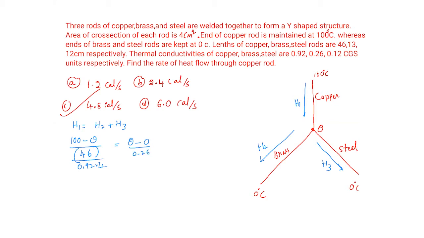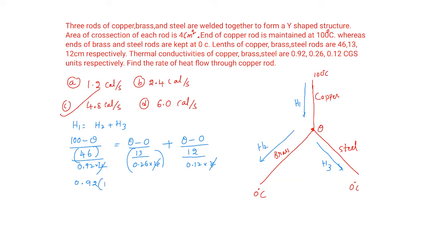0.26 divided by K. Sorry, length is 13. So 13 divided by K is 0.26 into 4, plus theta minus 0 divided by L of steel, which is 12 centimeter, divided by K is 0.12 into 4. The 4 gets cancelled. Children, if you simplify this, you'll get the theta value first.